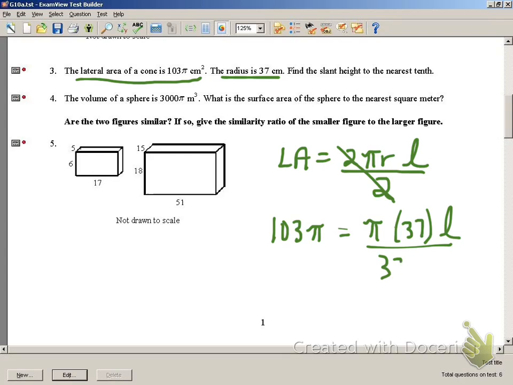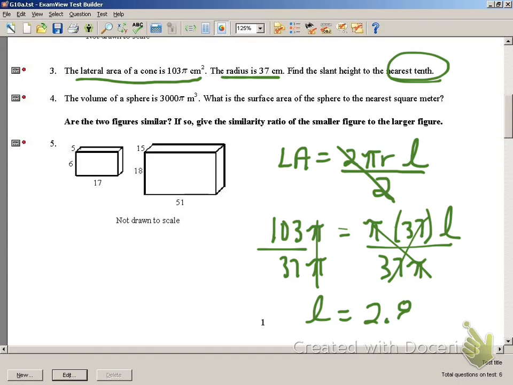So we're going to divide both sides by 37 pi. And by doing so, the pi's will cancel. So we have 103 divided by 37. It says round to the nearest tenth. So slant height equals approximately 2.8 centimeters. And that is our solution.